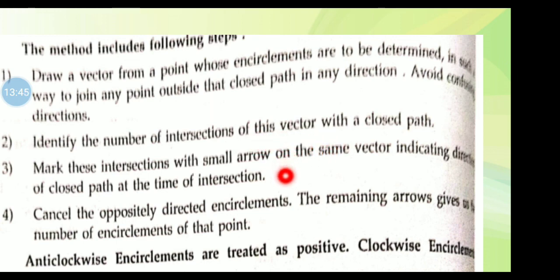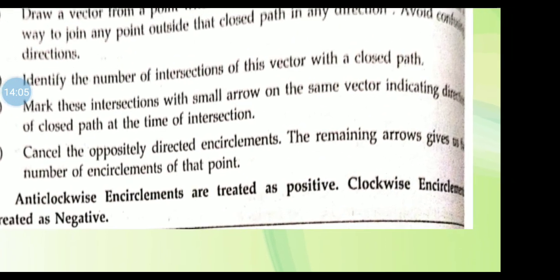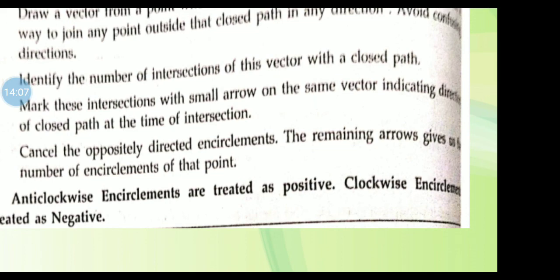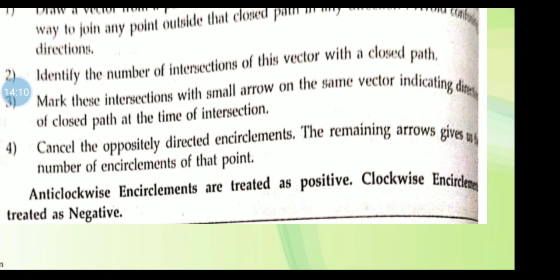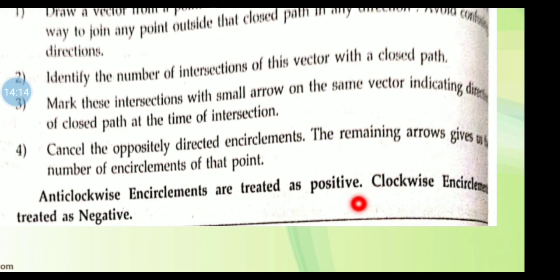Third, mark these intersections with small arrows on the same vector, indicating the direction of the closed path at the time of intersection. Fourth, cancel the oppositely directed encirclements. The remaining arrows give us the number of encirclements of that point. Anti-clockwise encirclements are treated as positive, and clockwise encirclements are treated as negative.